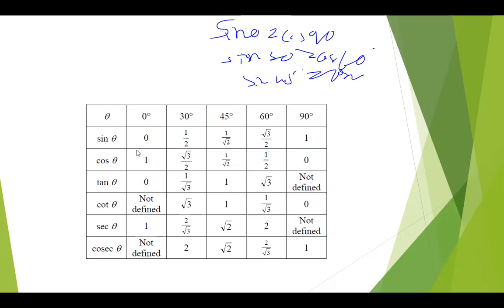Then tan is just the ratio of these two. 0 divided by 1, 0. 1 by 2 divided by root 3 by 2, 1 by root 3. 1 by root 2 divided by 1 by root 2, 1. Root 3 by 2 divided by 1 by 2, it is root 3. 1 by 0 means it is not defined. Then cot theta is just the reciprocal of tan theta. Cot 0 is 1 by 0, so it is not defined. Reciprocal of 1 by root 3, it is root 3. Cot 45 degree is also 1. Cot 60 is 1 by root 3. Cot 90 is 0. Similarly, sec theta is the reciprocal of cos theta. Cosec theta is the reciprocal of sin theta.